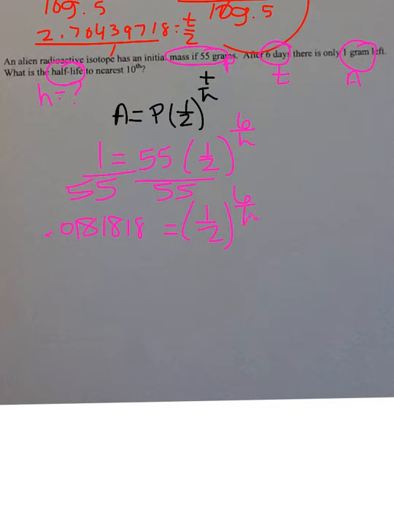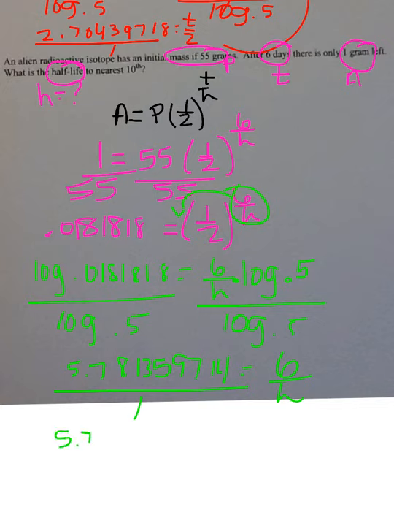Now we're going to log both sides. So it's log 0.0181818 equals, remember the exponent goes in the front, 6 over H log, I'm going to use 0.5. Okay, remember we're solving, so divide by log 0.5. So log 0.0181818 divided by log 0.5 is 5.7813599714 equals 6 over H. Put that over 1, cross multiply.